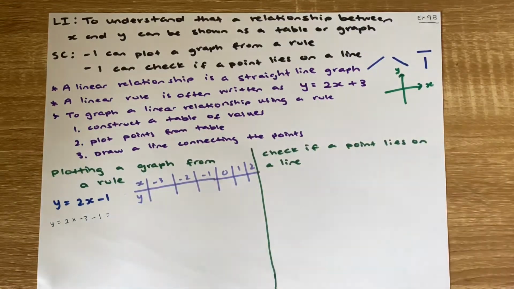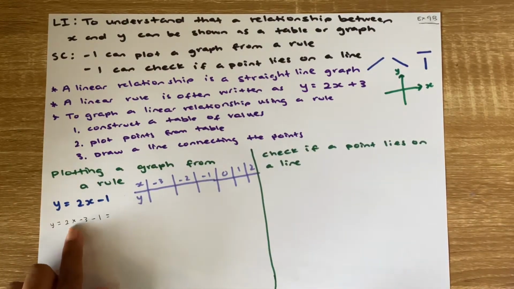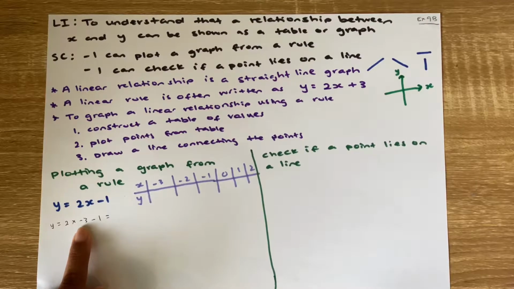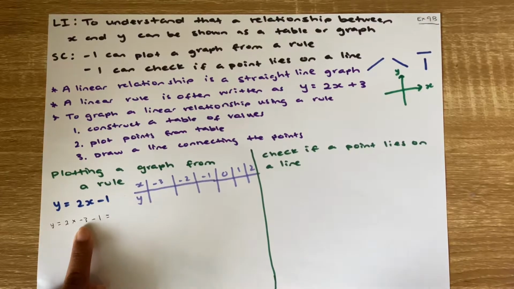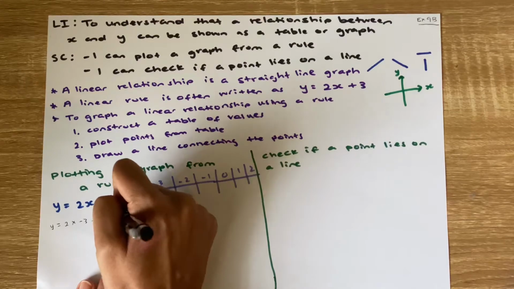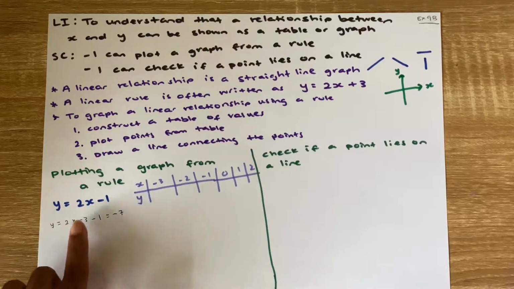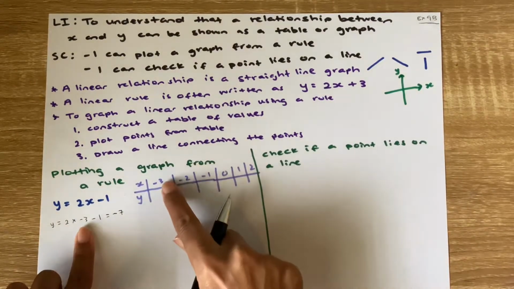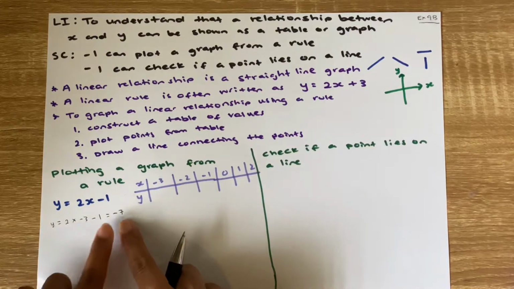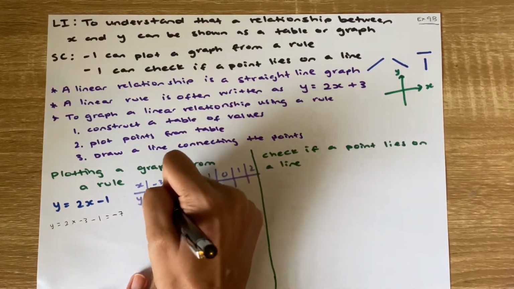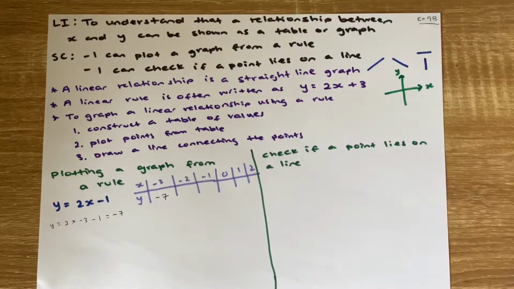I can put that into my calculator or I can work it out. So 2 times -3 is -6. -6 take away 1 is -7. So I can see that when x is -3, my y value is going to be -7. So I can go in and fill that in on my table.